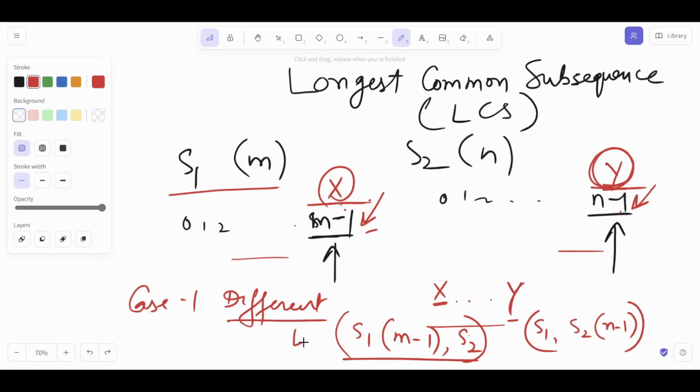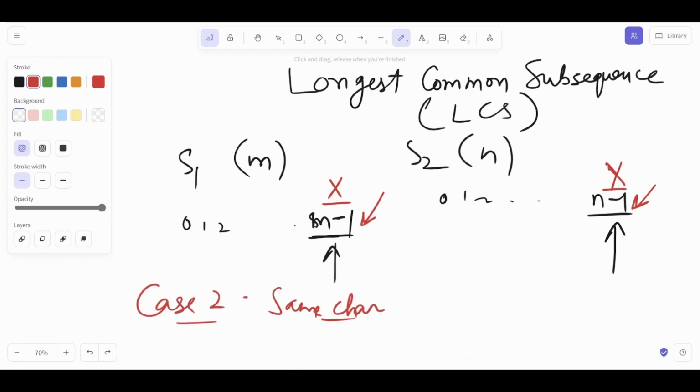So we will find LCS for this case and we will find LCS of this case, and whatever is greater we will use that. So it is the maximum of these two. So that is case 1, when both of these characters are different. Now case 2, that both of these characters are same.